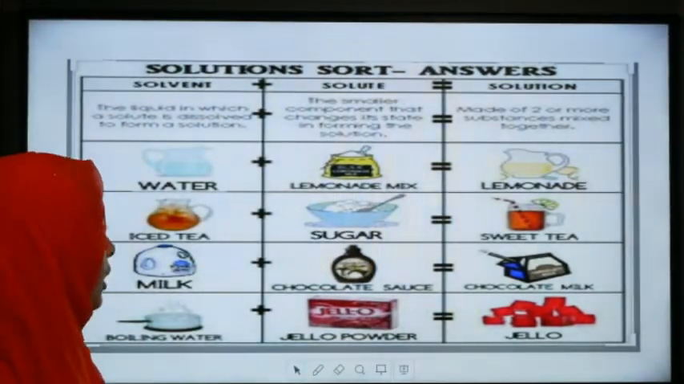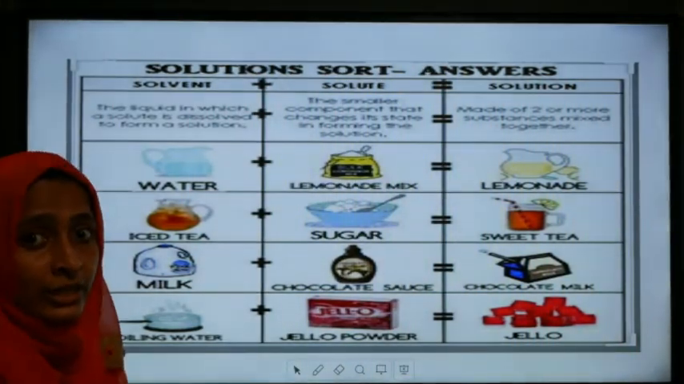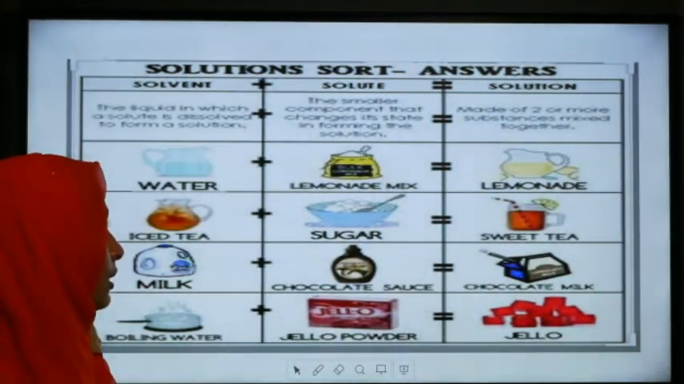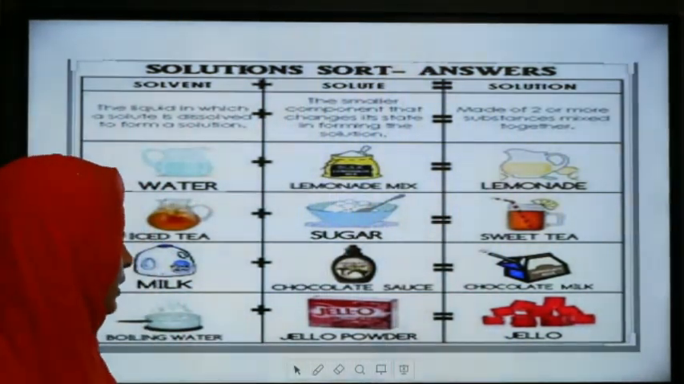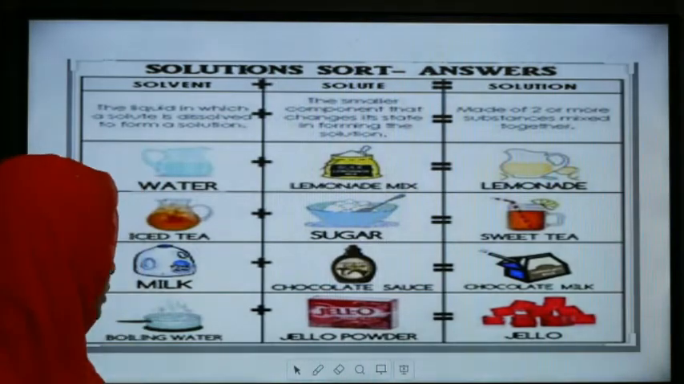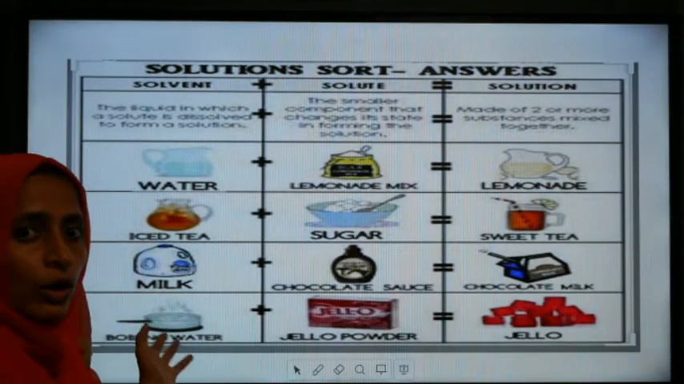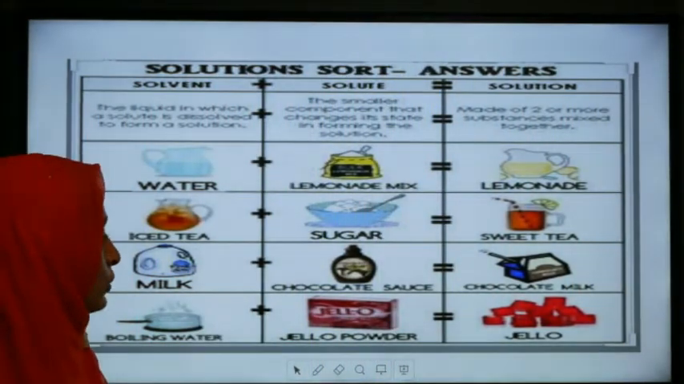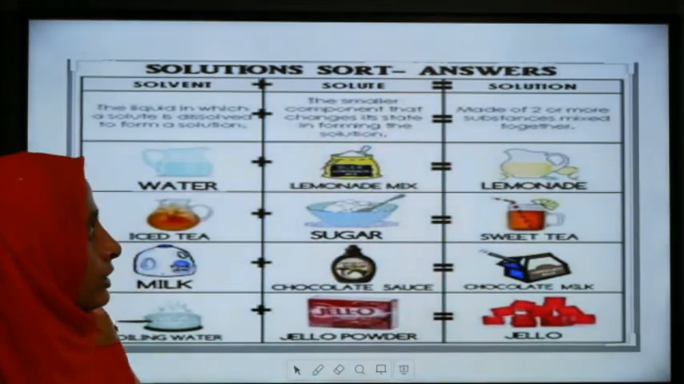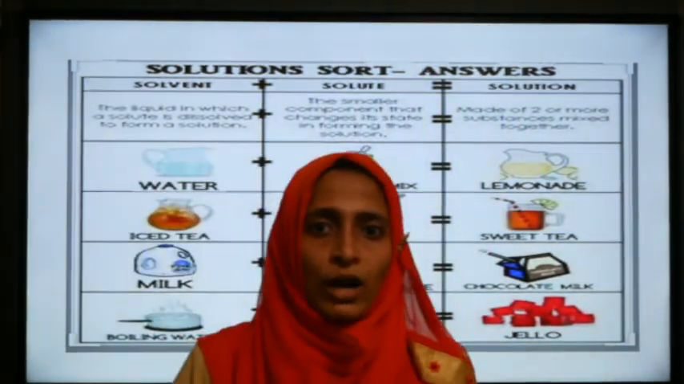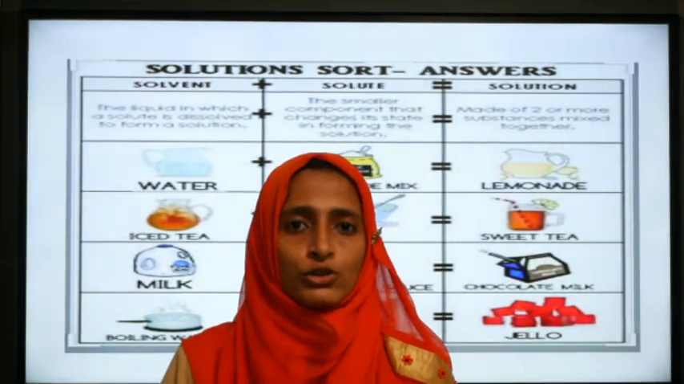Then coming to chocolate milk, the solvent is milk. Milk is taken in larger amount. Then the solute is chocolate sauce. Then in the case of jello, we are taking solvent boiling water or water, and the solute is jello powder or gelatin. Okay, so here now you are able to identify the solute and solvent from a solution.